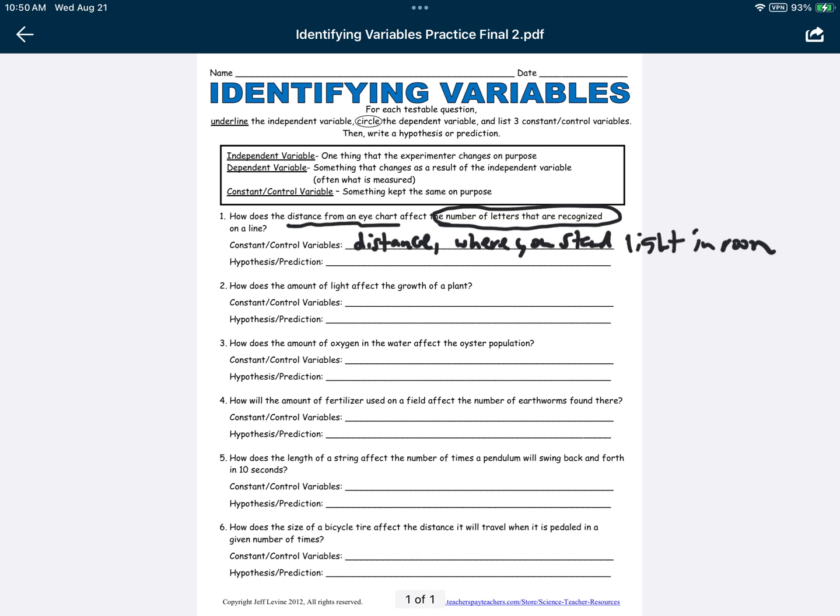For the hypothesis, it's going to be an if-then statement. So you're going to say, if I get further away from the chart, then I will see less numbers. If you think about that, that makes sense. So the further you get away from the chart, the less you're going to be able to see.